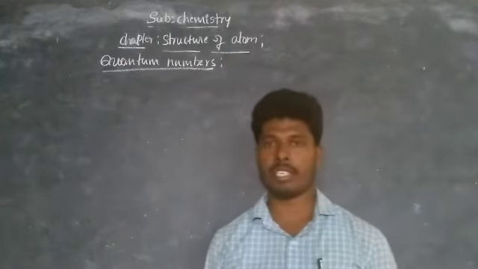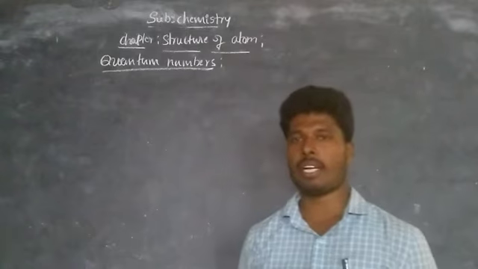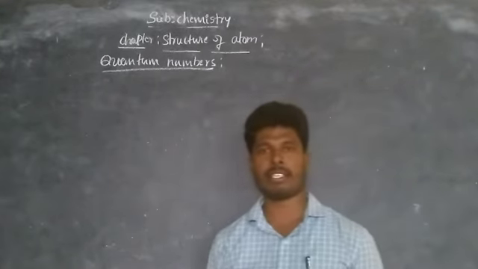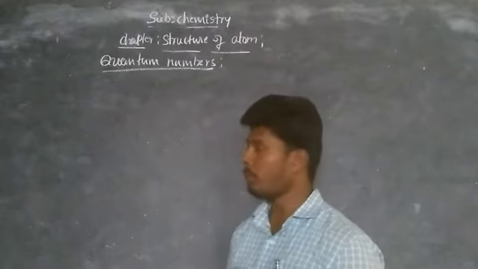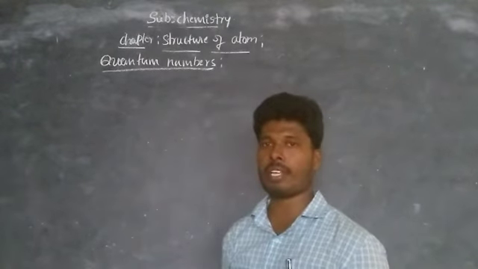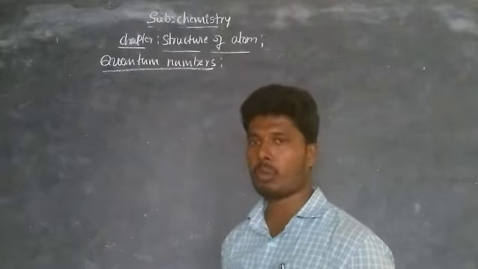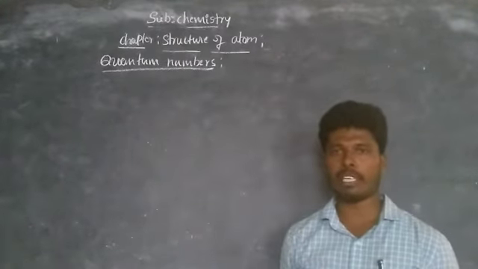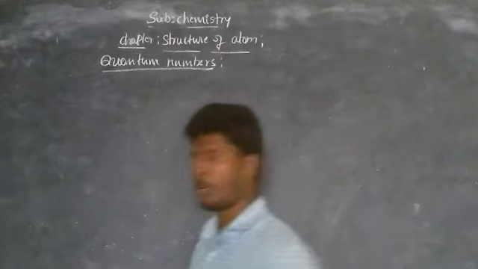Welcome to chemistry class. In the previous class we studied a quantum mechanical model of an atom. In that we already studied the Schrödinger wave equation. Based on that wave equation we get the concept of quantum numbers. There are four quantum numbers: principal quantum number, azimuthal quantum number, magnetic quantum number and spin quantum number.